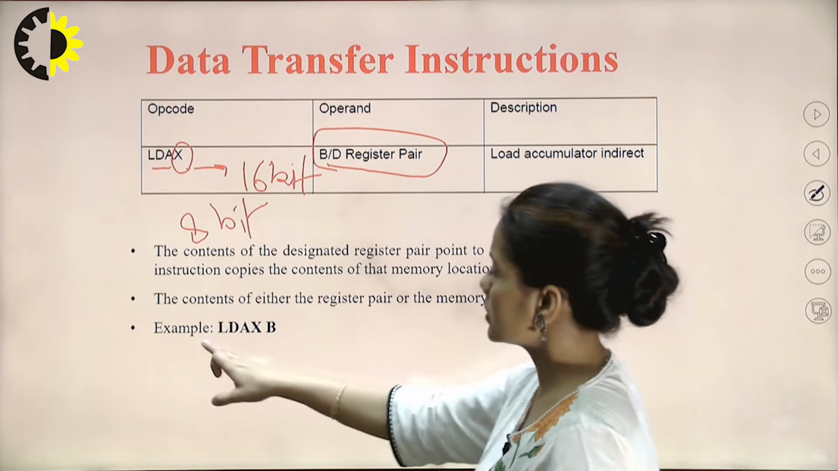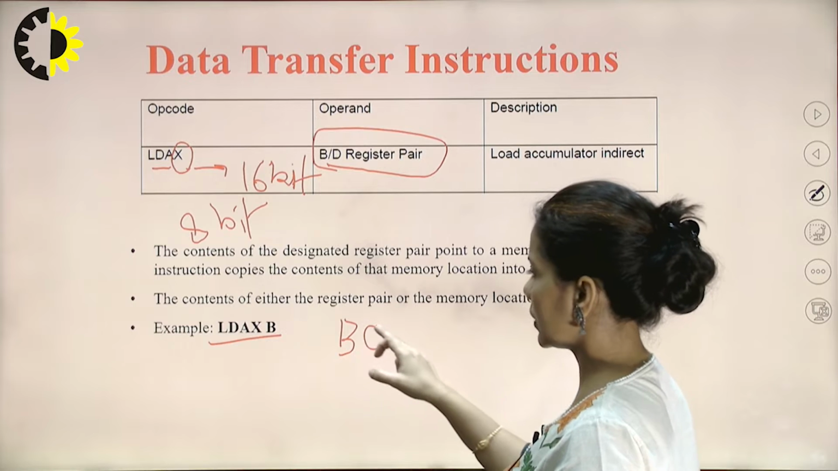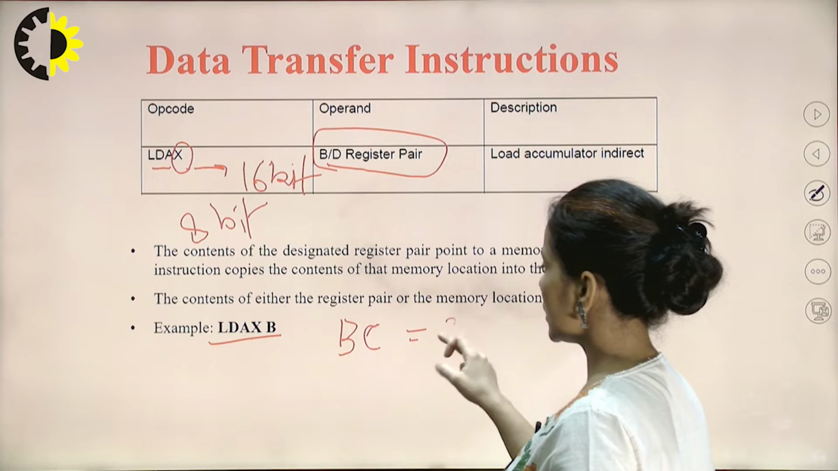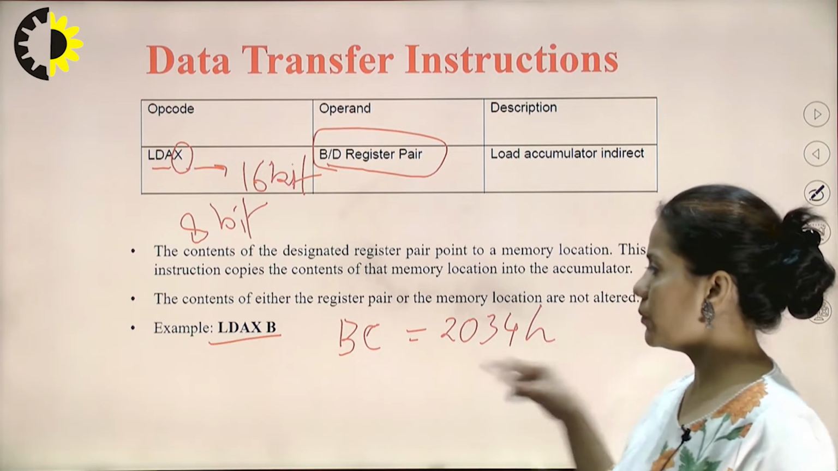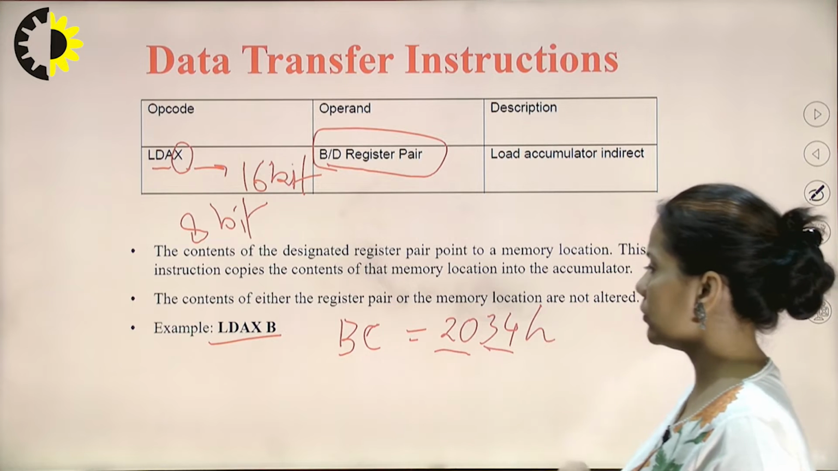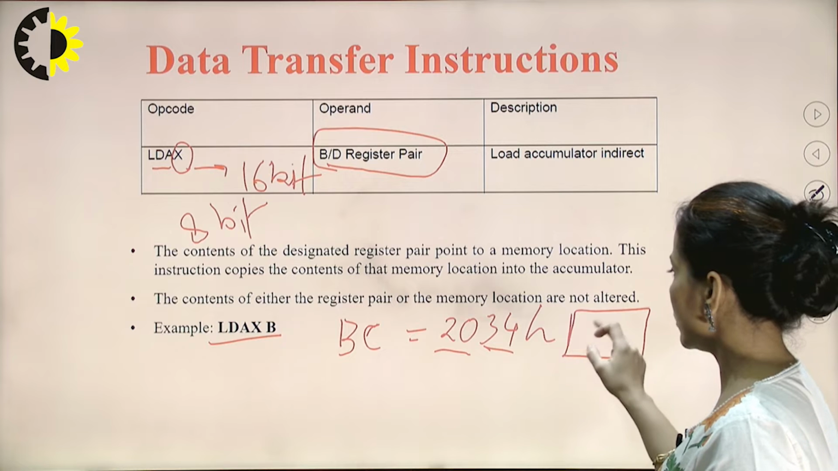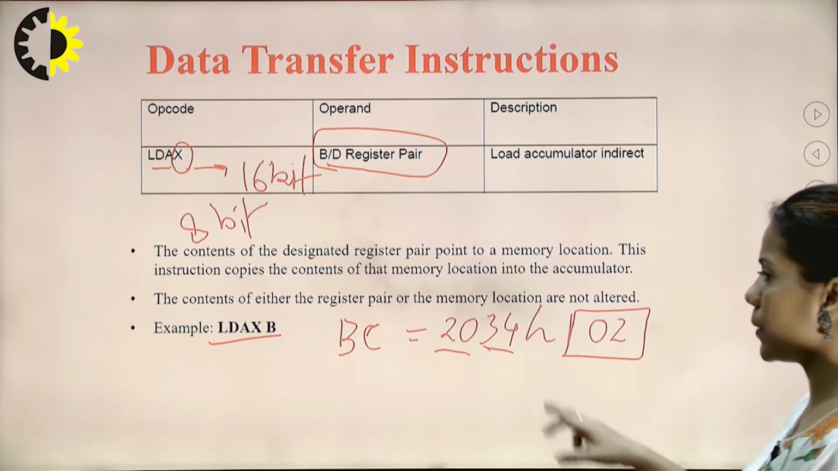So what is this instruction doing? Suppose B, C, because with B the combination is always with C. So suppose BC contains 2034H. In B it is 20, in C it is 34. Now this is some memory location, and suppose this memory location holds 02. This is the data which is present at this memory location.